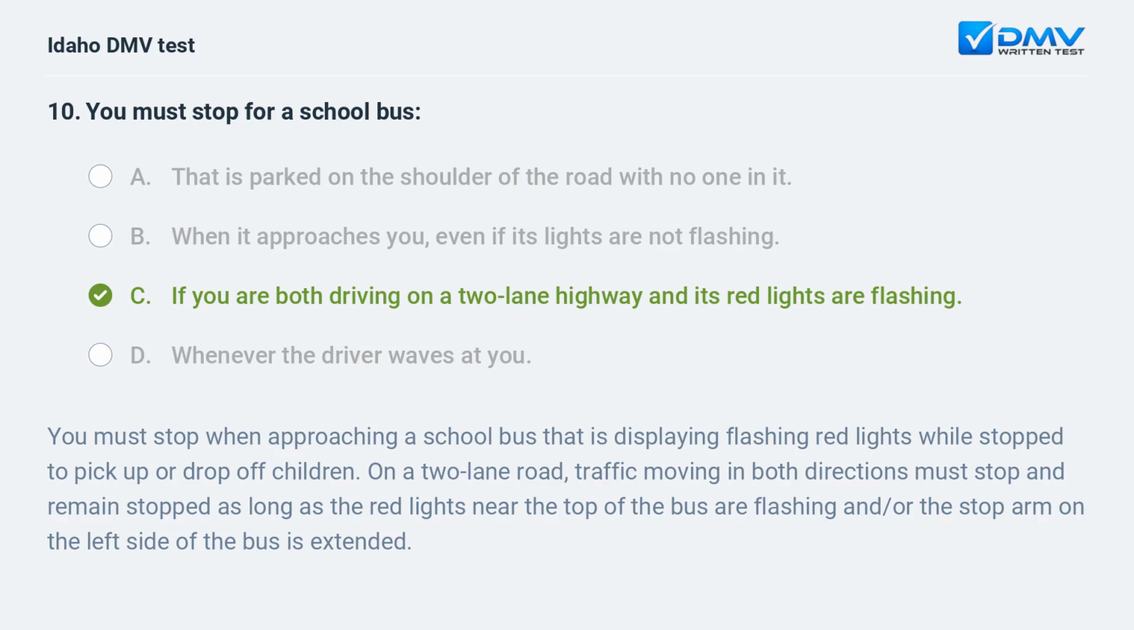You must stop when approaching a school bus that is displaying flashing red lights while stopped to pick up or drop off children. On a two-lane road, traffic moving in both directions must stop and remain stopped as long as the red lights near the top of the bus are flashing and/or the stop arm on the left side of the bus is extended.